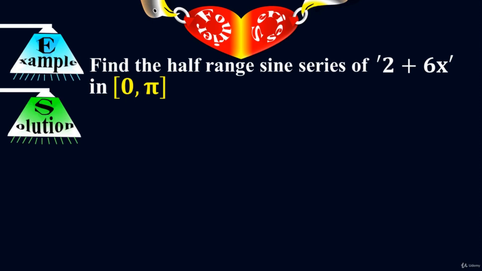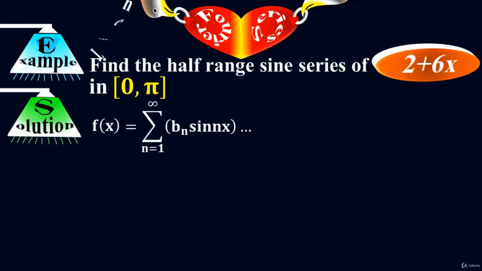Solution. The formula for the half-range sine series is f of x equals the summation of b sub n times sine nx. If the function is an odd function, we have a half-range sine series. In half-range sine series I have only b sub n. A sub naught and a sub n are 0. So therefore my formula for the half-range sine series is the summation of b sub n times sine nx.